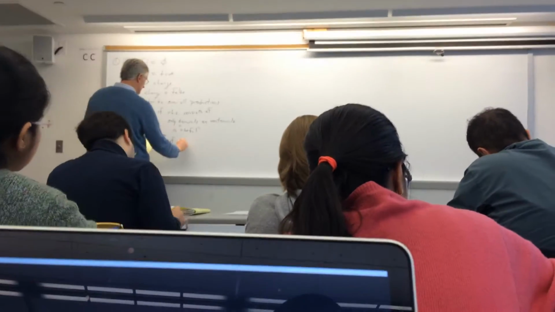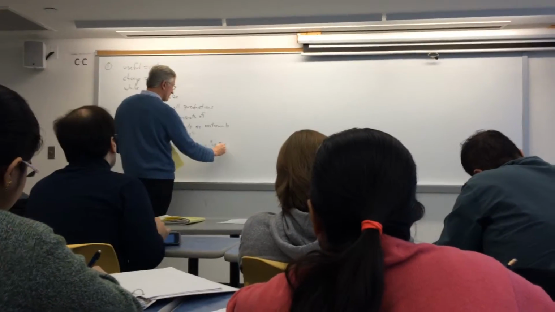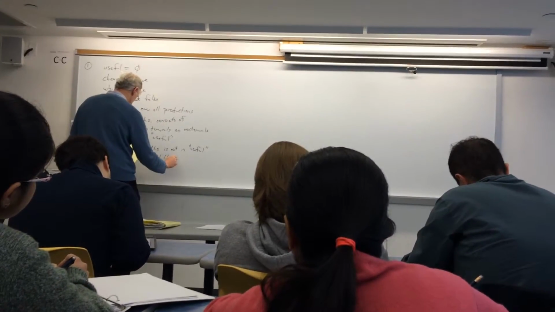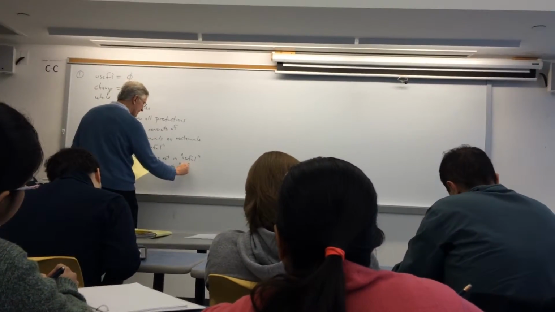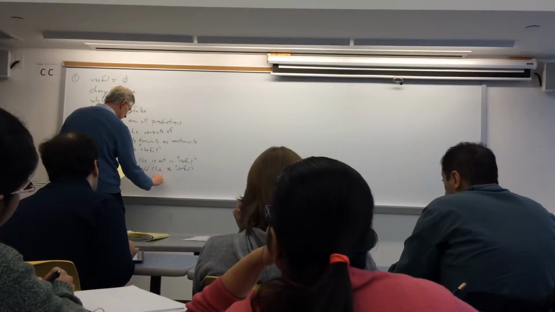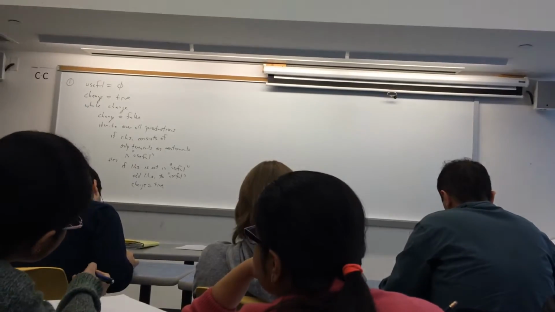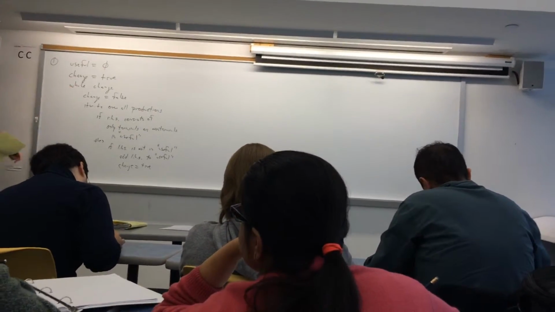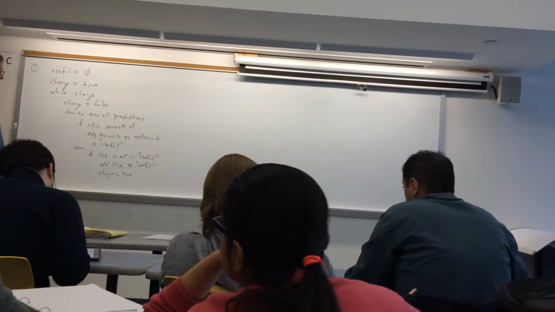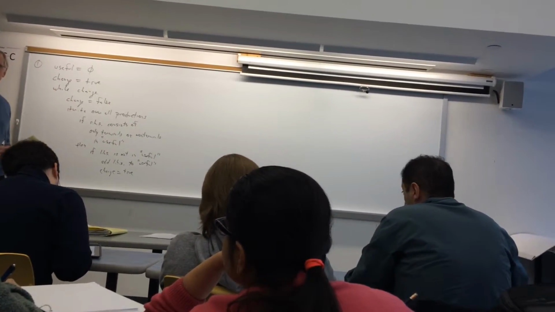So then, if the left-hand side is not in useful, add the left-hand side to useful and make change equal to true. So I found a new useful one. This is going to control this outer loop. That's the guts of it, right? I just keep doing this until I make a full iteration and don't learn anything new.